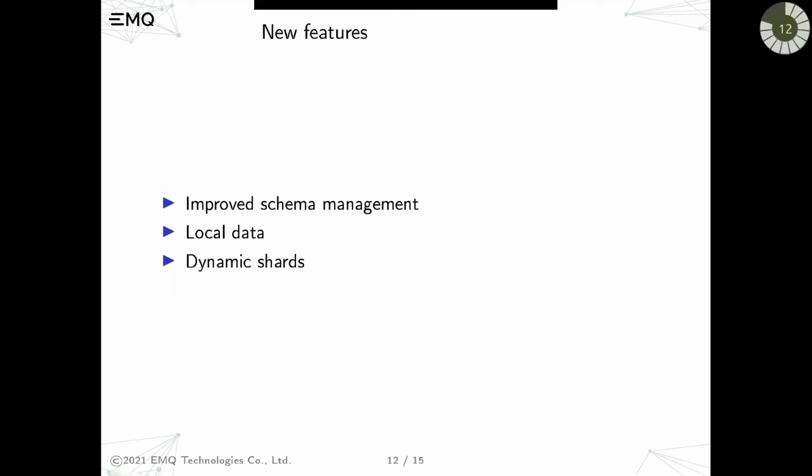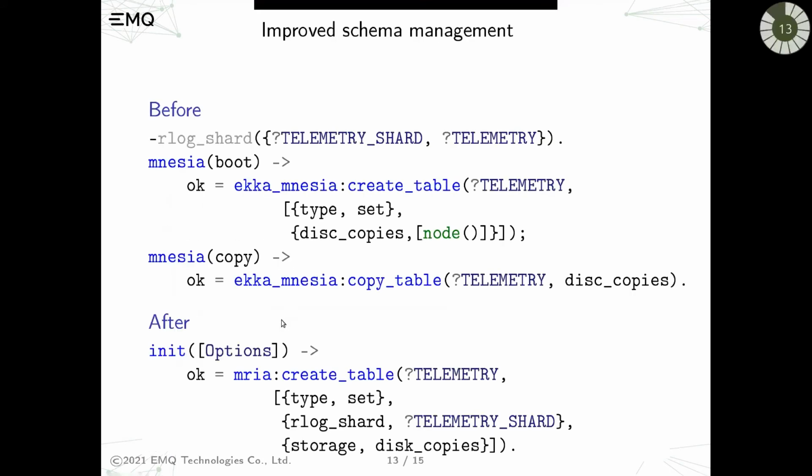So let's briefly talk about the new features. Improved schema management. This is how one used to declare a table in Mnesia before. There's quite a lot of stuff going on. First of all, there's a notation to assign a table to the shard. We implement some callbacks to create a table or a table copy, and it's a bit boilerplate and also static as well.